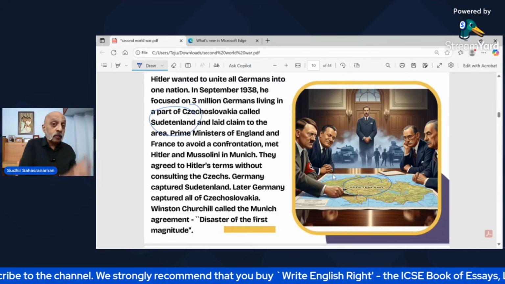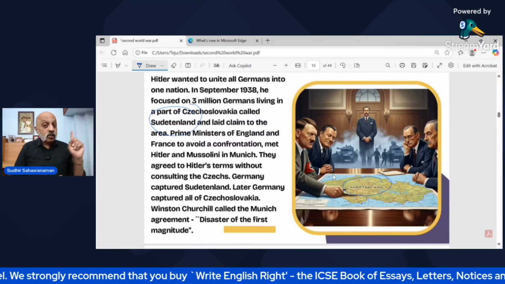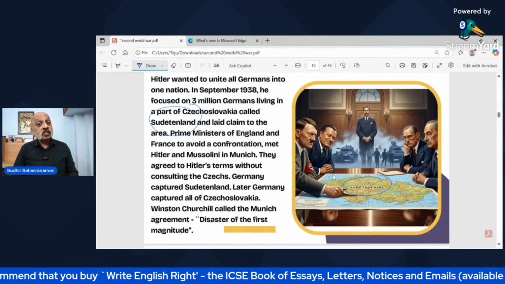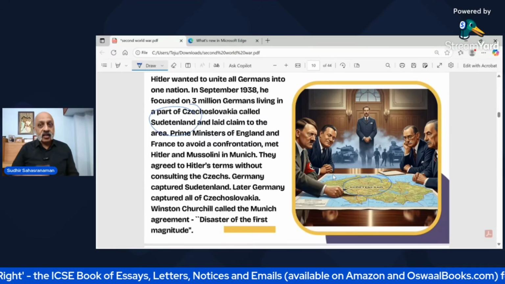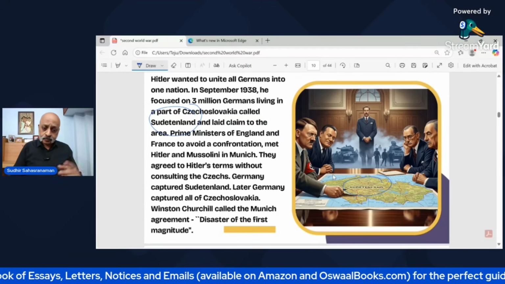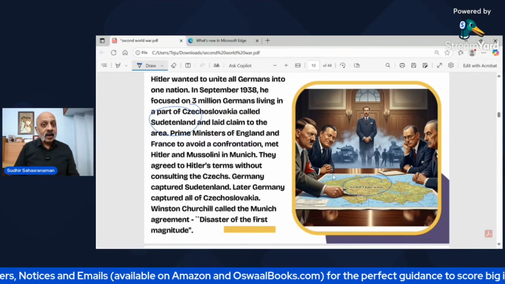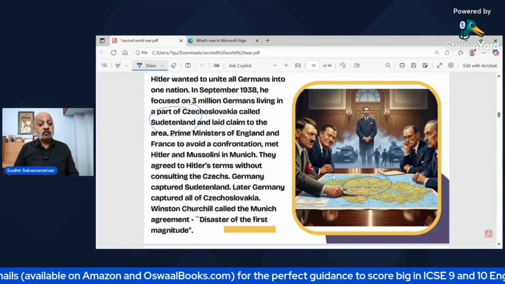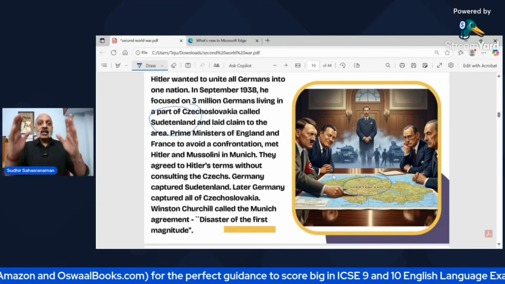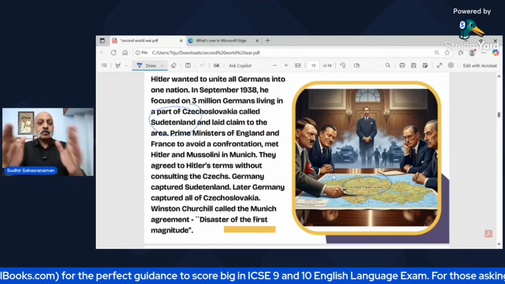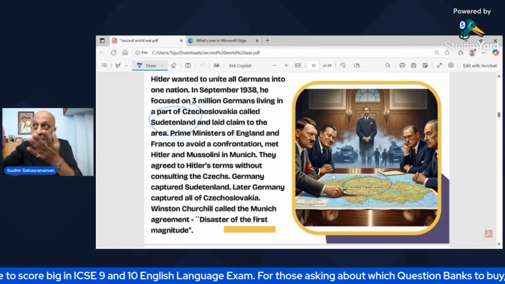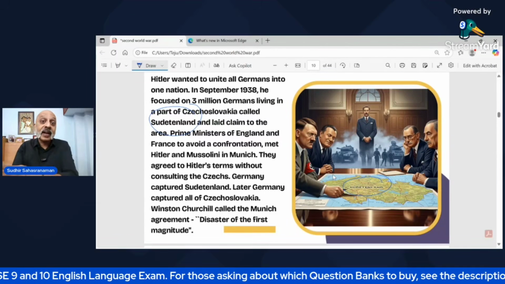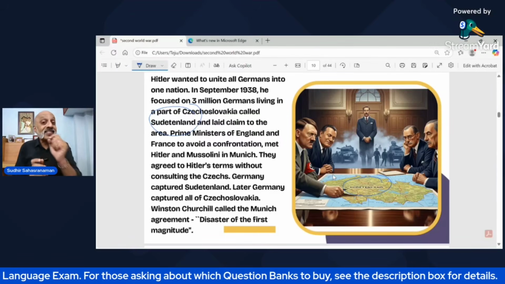Winston Churchill, who was not prime minister at that time, it was Chamberlain. He was not prime minister of England at that time in 1938. He subsequently became during the war. He called the Munich Agreement a disaster of the first magnitude, which means that what you have done is absolutely unacceptable. You have prostrated before a dictator. So he was totally disapproving of it.